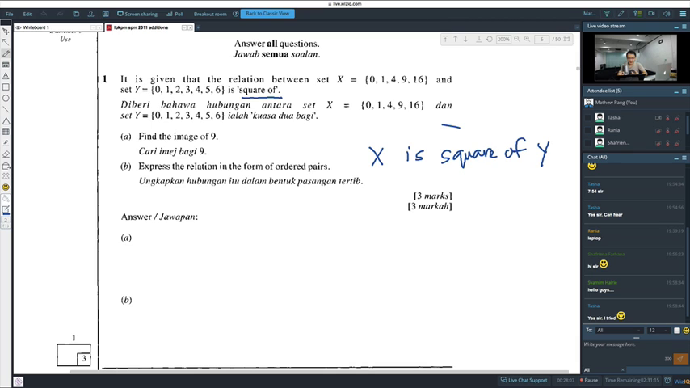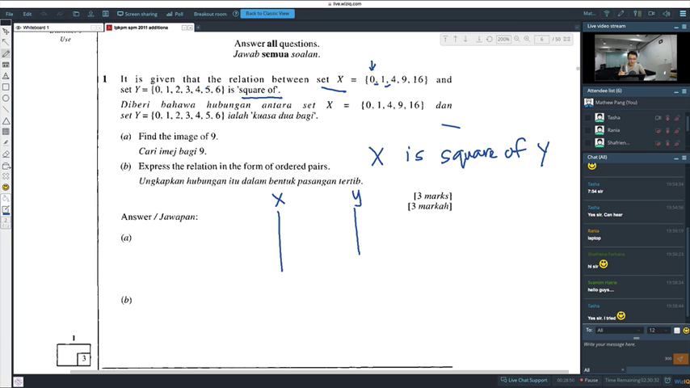Alright, so that means you can understand 0 is 0 squared, 1 is 1 squared, 2 squared is 4, 3 squared is 9, and 4 squared is 16. So the first thing is you have to understand the meaning of image and object. Because in this case they give you set X and set Y, the first one that appears we always call the object. That means everything here will be objects, and then the set Y we call the image.